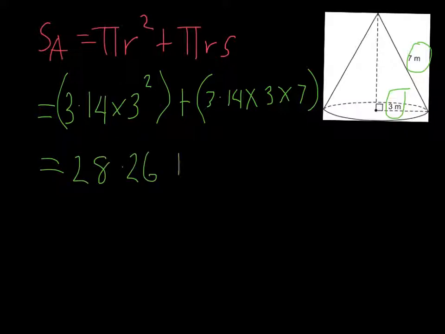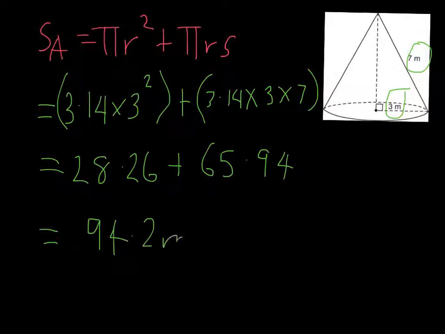28.26. Add on 3.14 times 3 times 7, which is equal to 65.94. Add those two values together on my calculator, and that gives me 94.2. It is meters and it is squared. So yet again, made straightforward because we had the slant height.